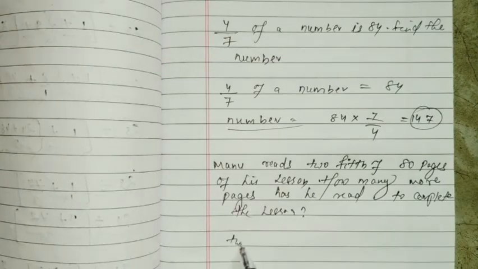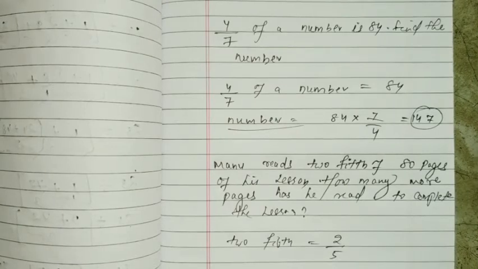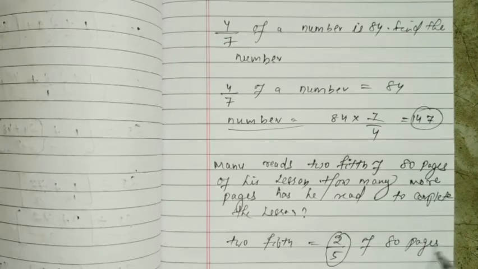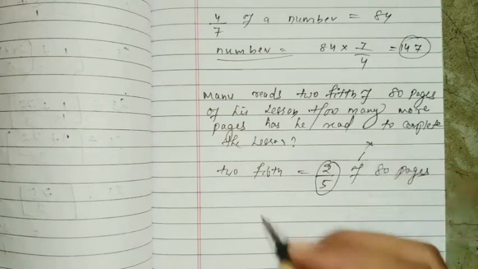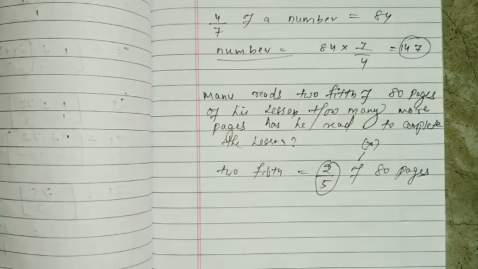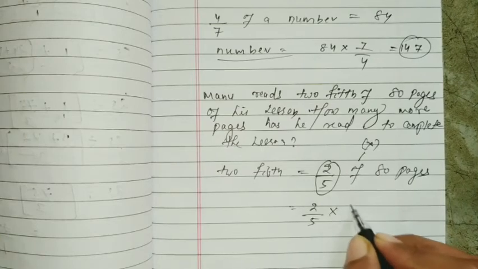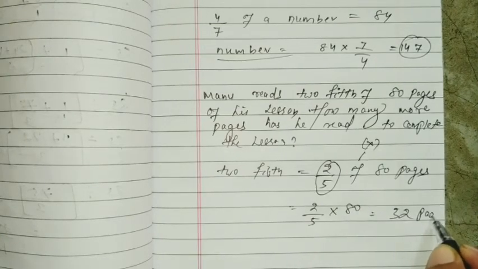2/5 can be written as 2 by 5. Remember, 2/5 of 80 pages. What is the meaning of of? That is multiplication. Clear? So 2 by 5 into 80. How many pages? That is 32 pages.